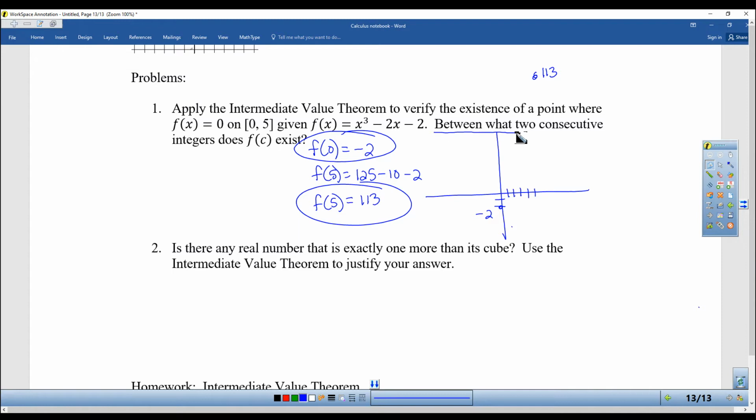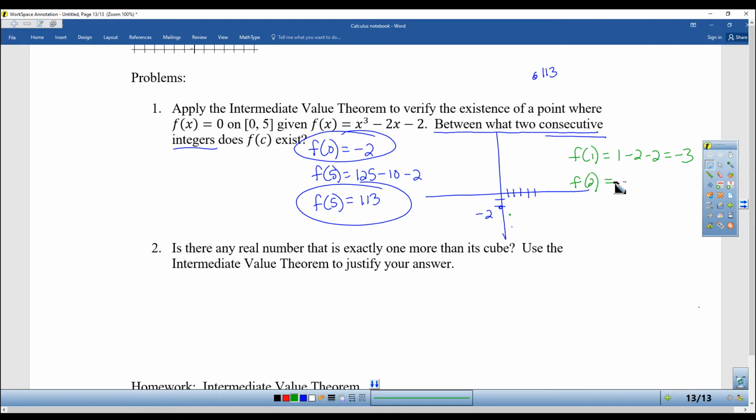So it says between what two consecutive integers? The word consecutive means one after another. So 0 and 5 is kind of a broad range. So let's try and narrow it down. I'm thinking I'm going to start with easier numbers. So f of 1, see what it is here. Let's see if it's already crossed up. So 1 minus 2 minus 2 is equal to -3. So at 1, oh, it actually went down. So it went down before it went back up.